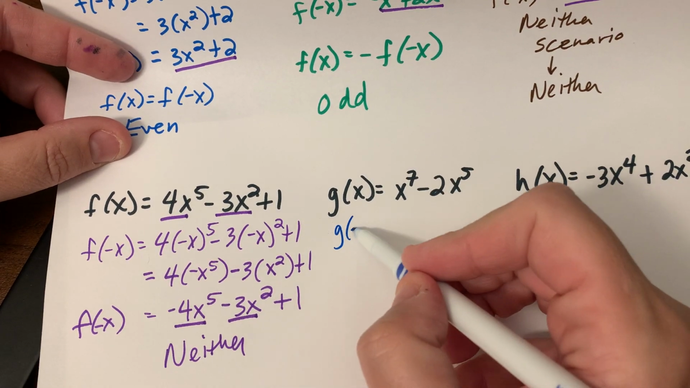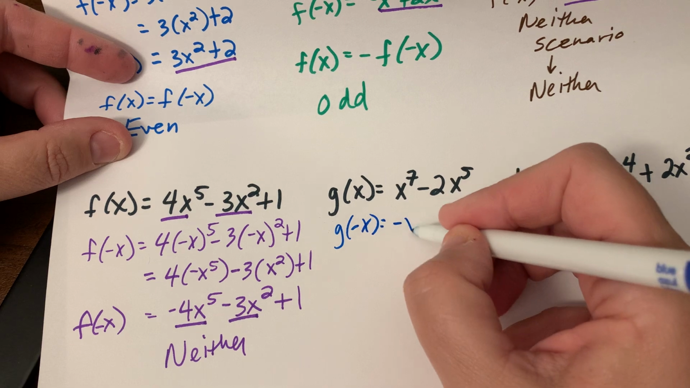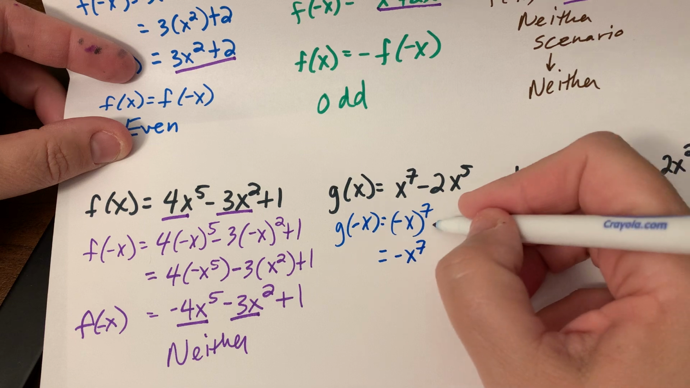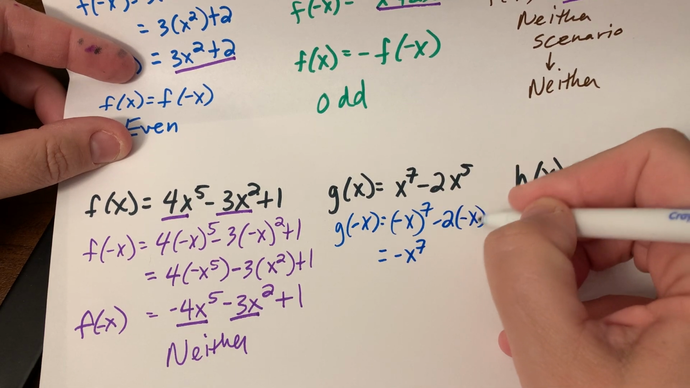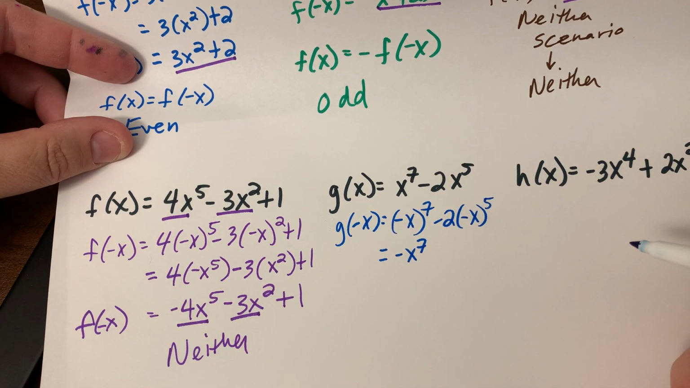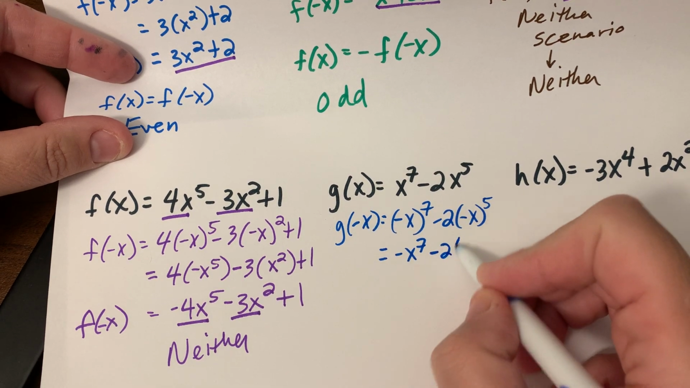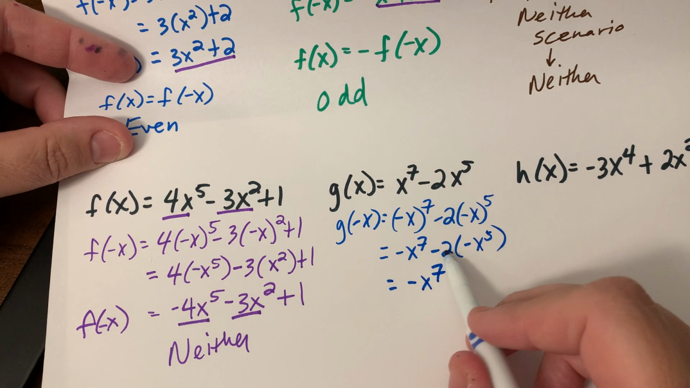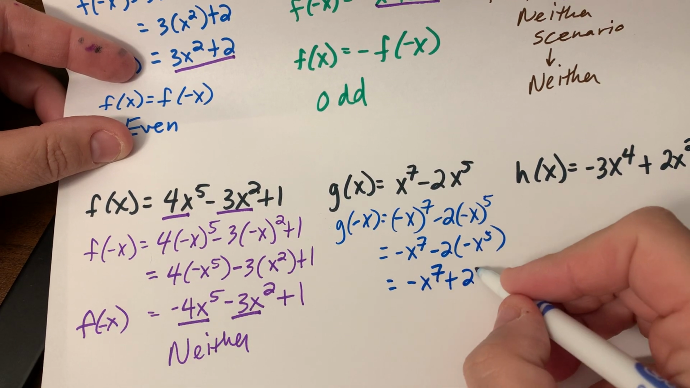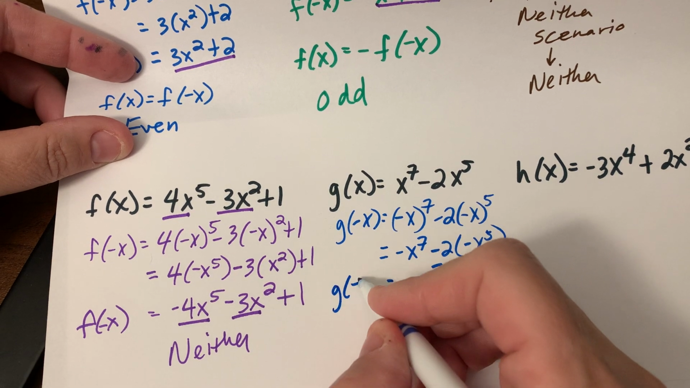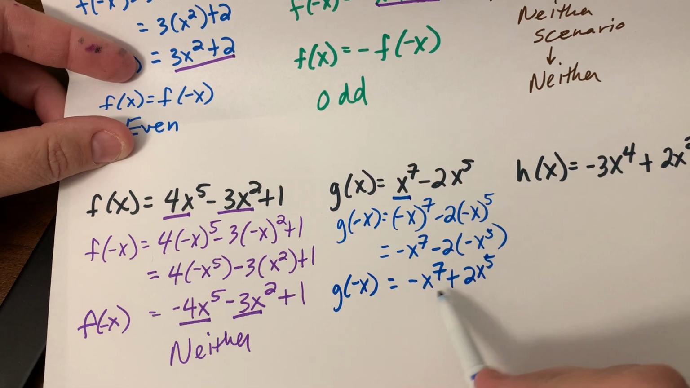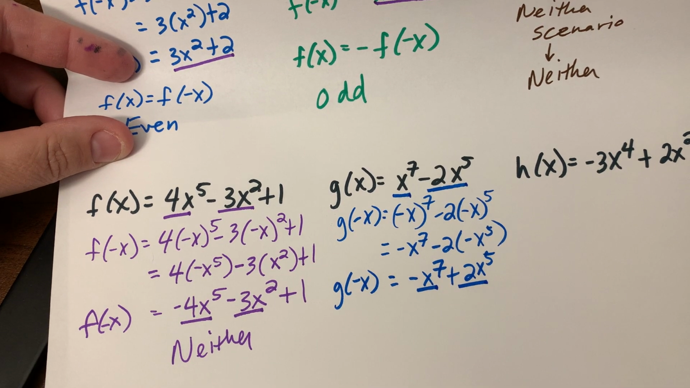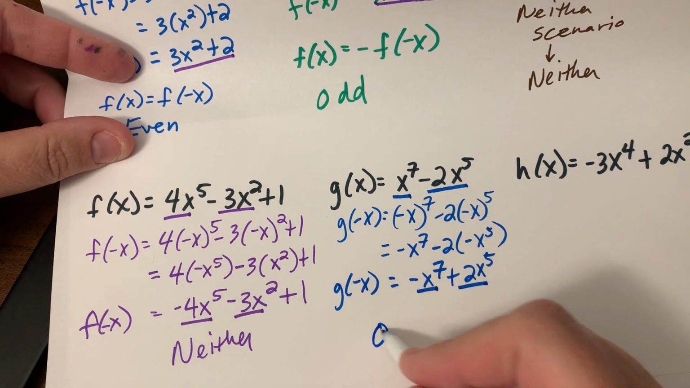All right, let's see what's going on with the g of x. So, g of negative x, if I substitute in a negative x and raise it to the 7th, I'll just get negative x to the 7th. Here I've got negative x being raised to the 5th, so that's going to give me negative x to the 5th. Then I'm going to clean this up a little bit. Negative times negative is positive. 2x to the 5th. So we're going to look at x to the 7th, negative x to the 7th. Negative 2x to the 5th, positive 2x to the 5th. They both change sign. This is odd.